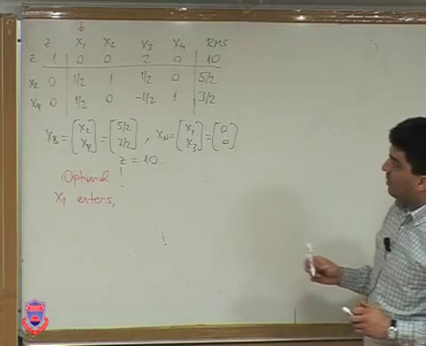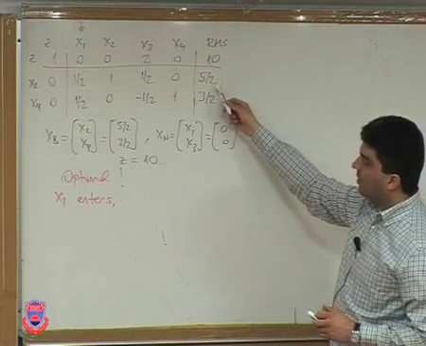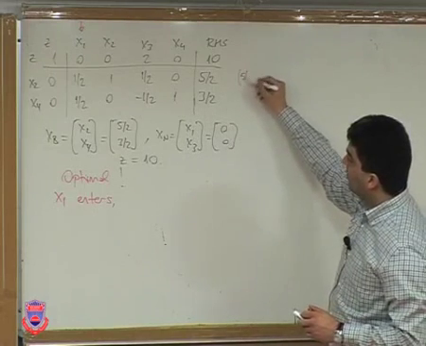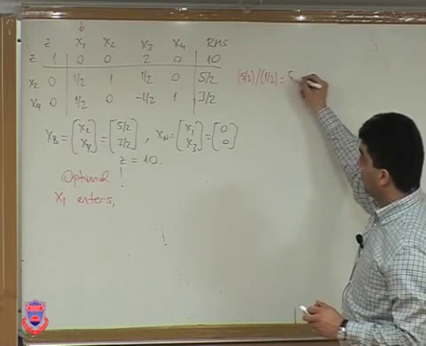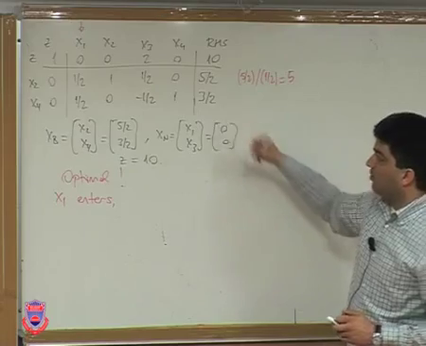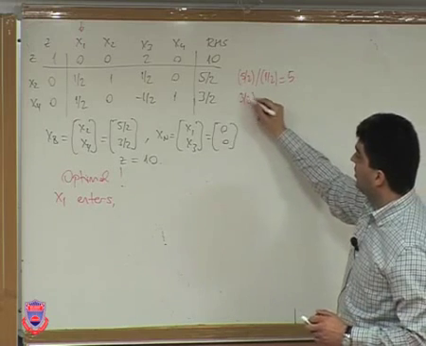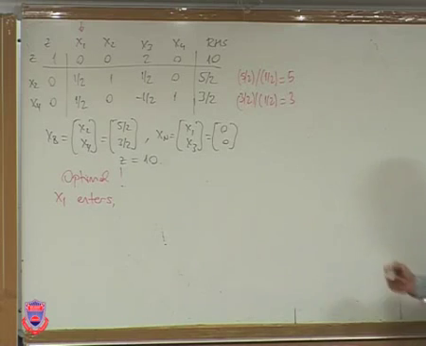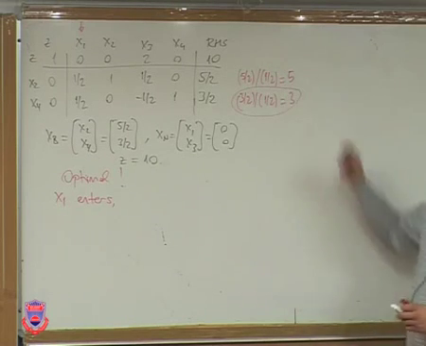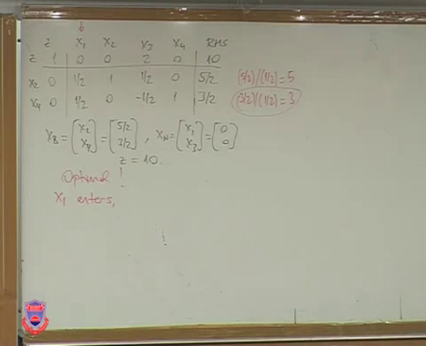For that, I need the minimum ratio test. What's the ratio for row 1? I'm going to have 5 over 2 divided by 1 over 2, so it's equal to 5. What about row 2? I have 3 over 2 divided by 1 over 2, and that ratio is equal to 3. Obviously 3 is the smallest ratio, so the second row wins the minimum ratio test. So what's the leaving variable?